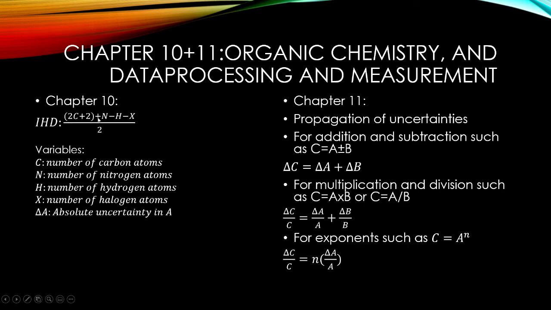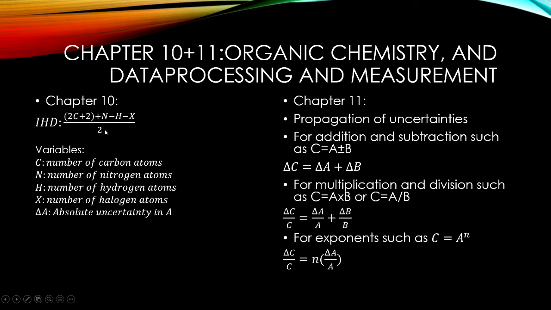And then there's supposed to be parentheses here. You're supposed to subtract the number of nitrogens, number of hydrogens, and the number of halogens, and then divide by 2. And this way you would get the index of hydrogen deficiency.